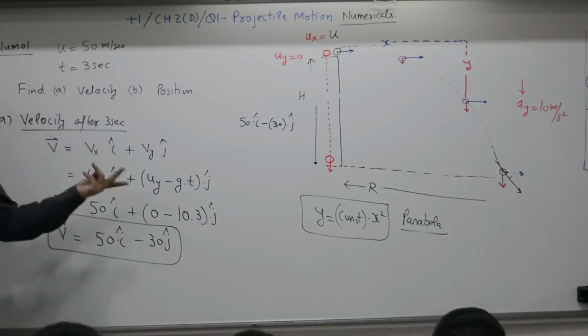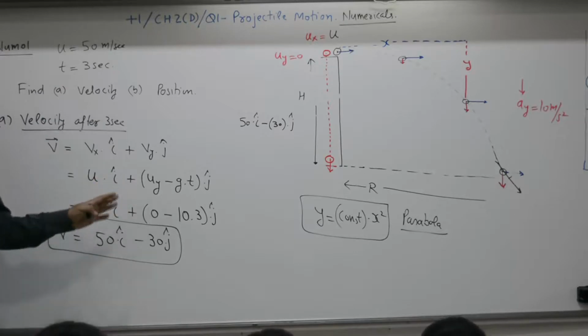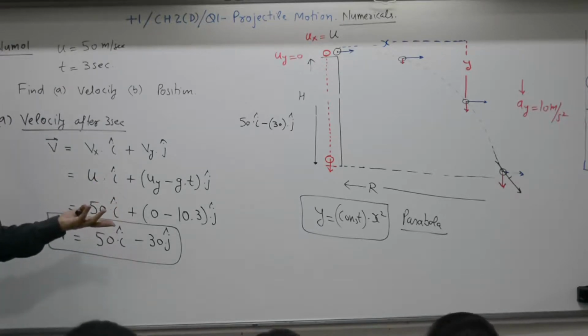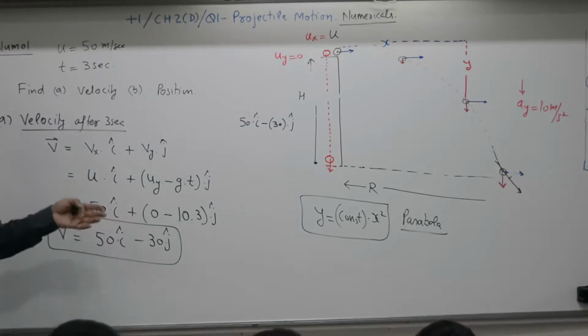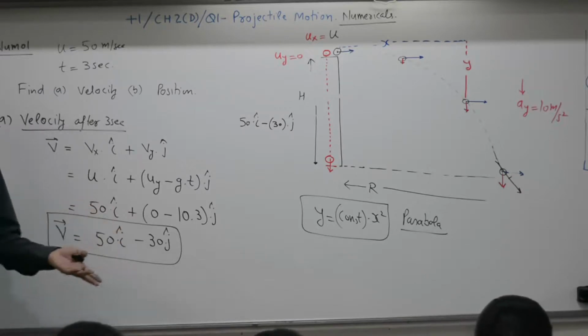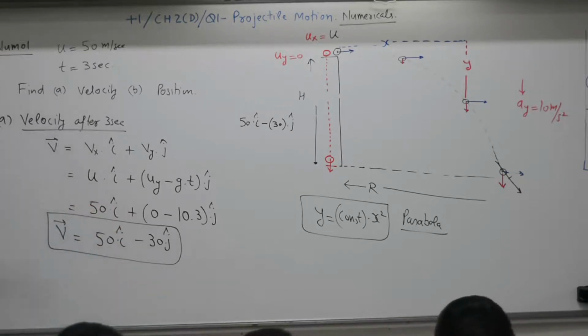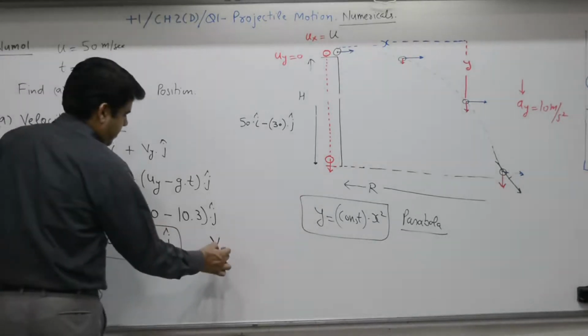Correct? Horizontal remains same. Vertical changes. How much? 10 meter per second in every 1 second. So you can find out the magnitude of V and the direction. And then you can tally. Magnitude will come out to what? You can try. Magnitude of V.